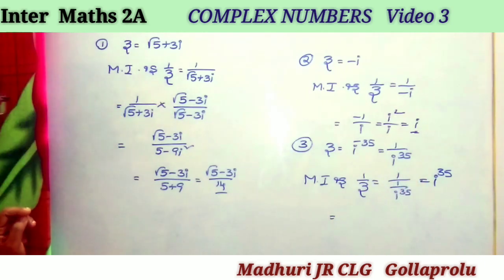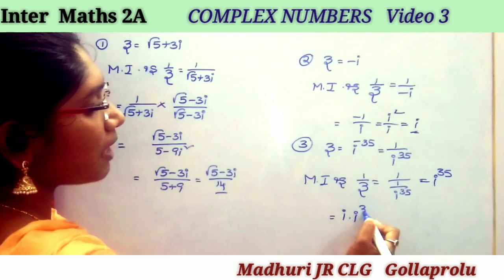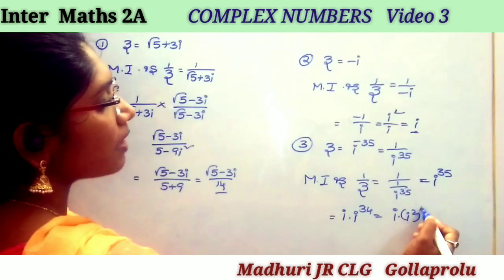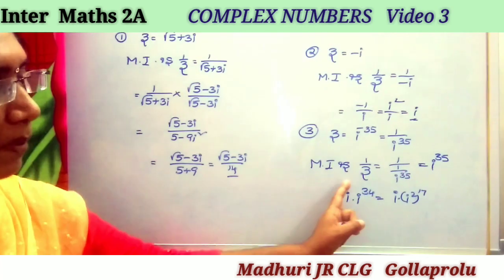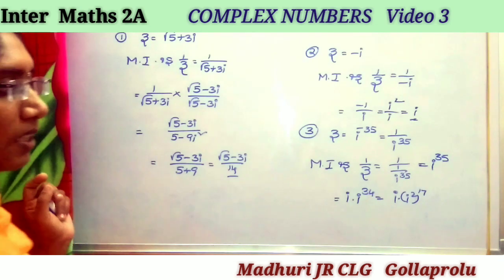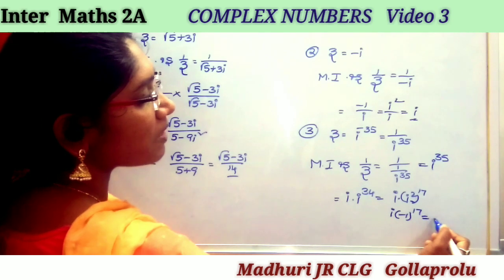Now what is the simplification of i power 35? That is equal to i into i power 34, and that is i into (i square) power 17. First I take that 35 is equal to 1 plus 34, and 34 is i square power 17, and i square is equal to minus 1 power 17.